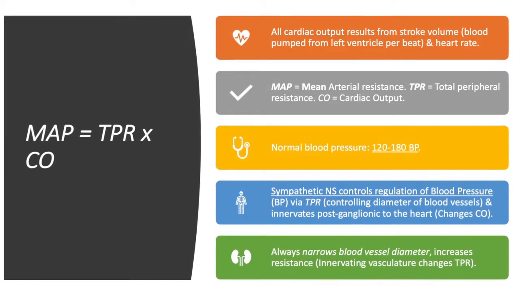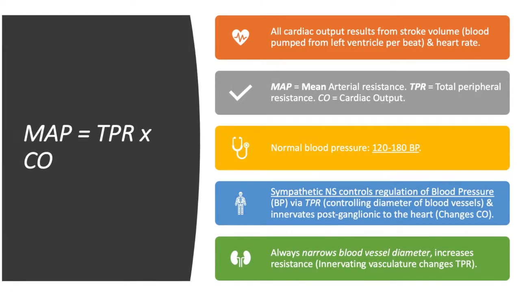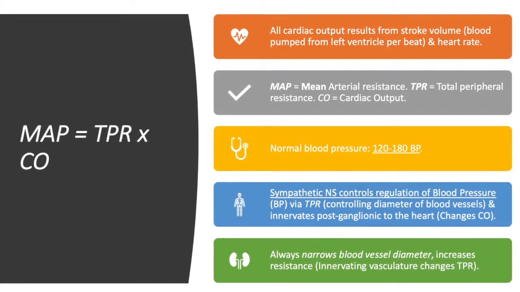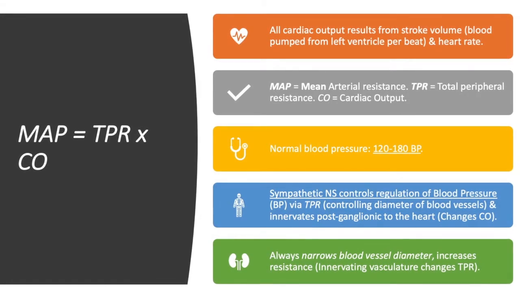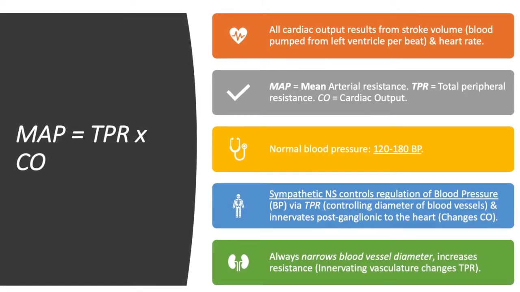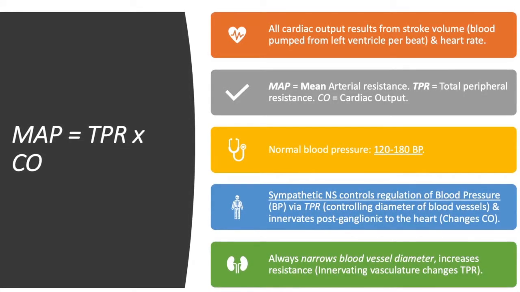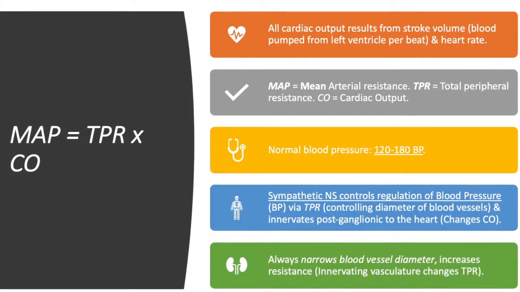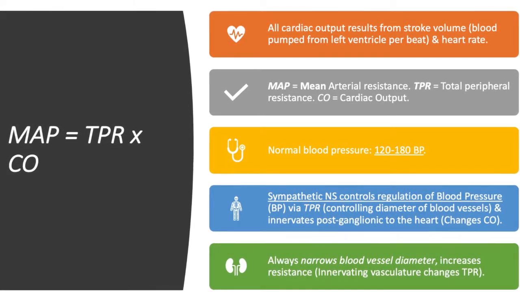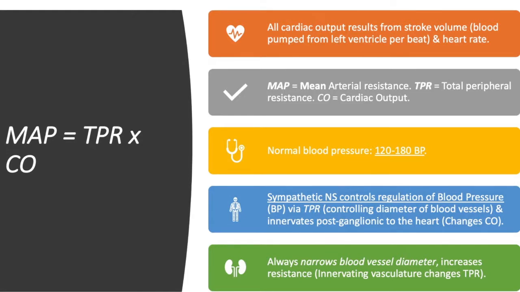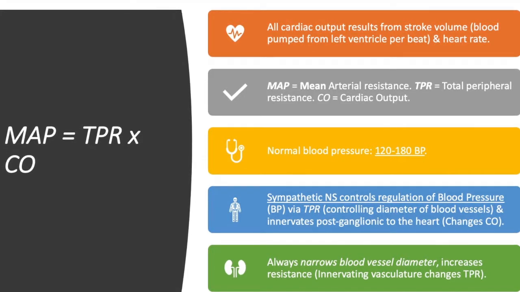Normal blood pressure sits around 120 to 180 BP. The sympathetic nervous system controls the regulation of blood pressure, or BP, and this occurs via the TPR, the total peripheral resistance that I've mentioned prior. It controls the diameter of the blood vessels, and it innervates the postganglionic ganglia to the heart, which changes the cardiac output as a result. So the sympathetic nervous system basically always narrows the blood vessel diameter and increases resistance, thus innervating the vasculature and changing the TPR, the total peripheral resistance.